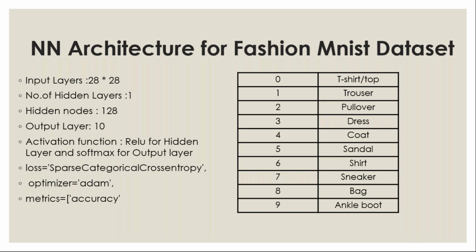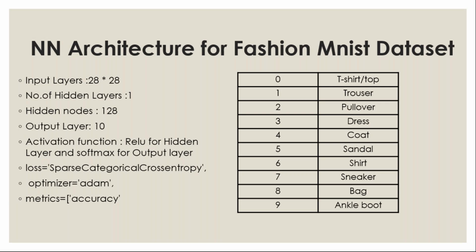But in this problem, you have 10 different classes. So 10 different classes means what is your loss category here? You are using sparse categorical cross entropy, because you have different types of items. It is a categorical item, so the loss comes under this category. And optimizer, I have already said, Adam, it's an adaptive learning rate. And metrics, you are going to use accuracy, right?